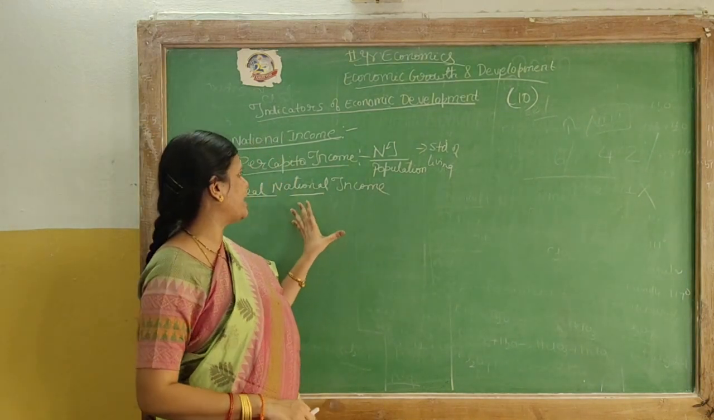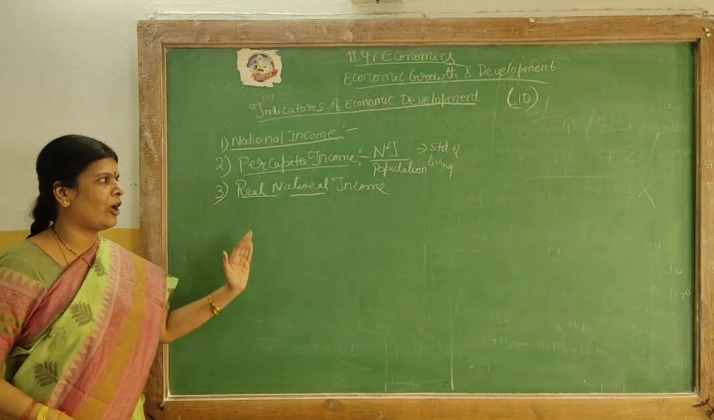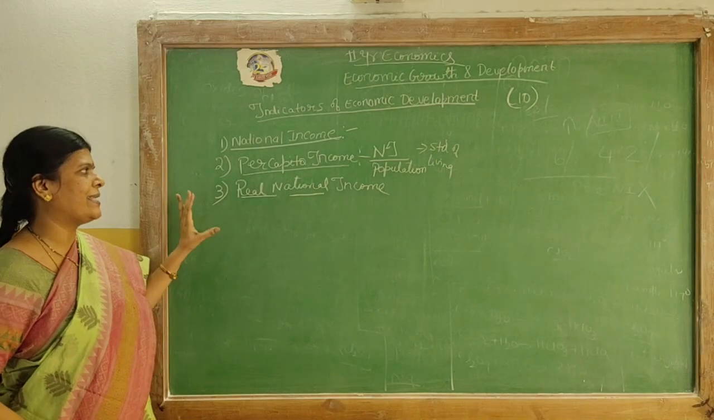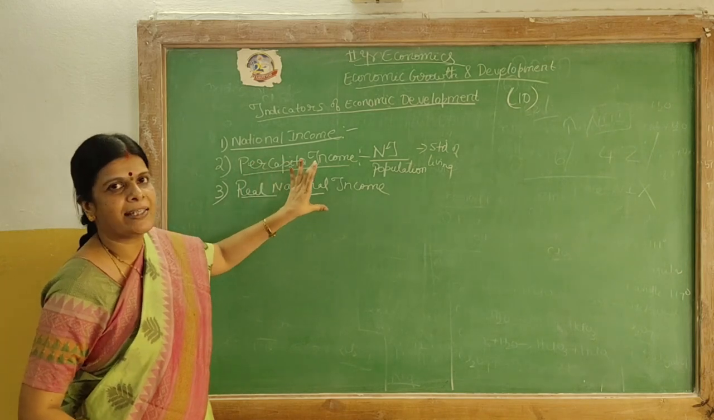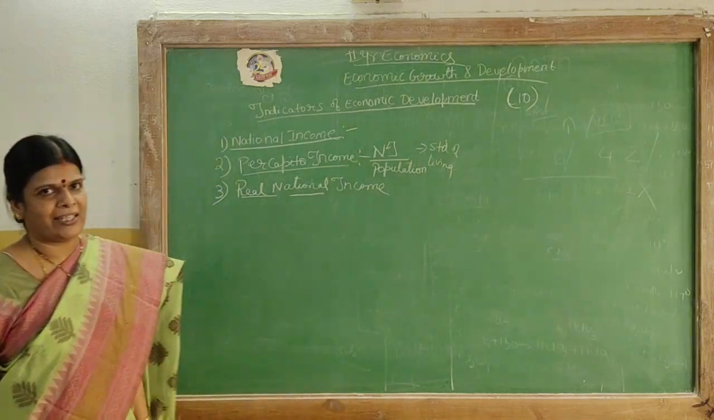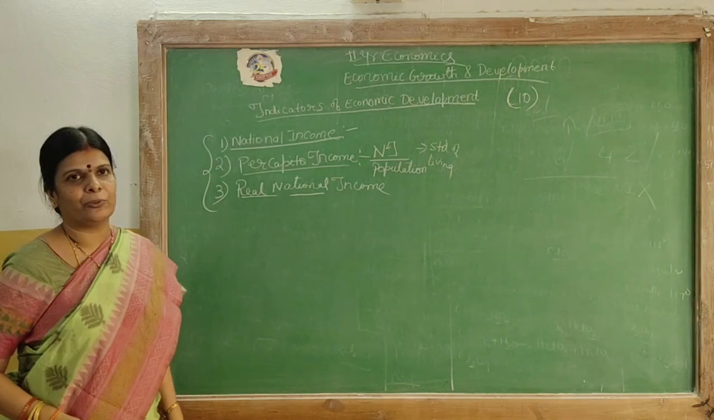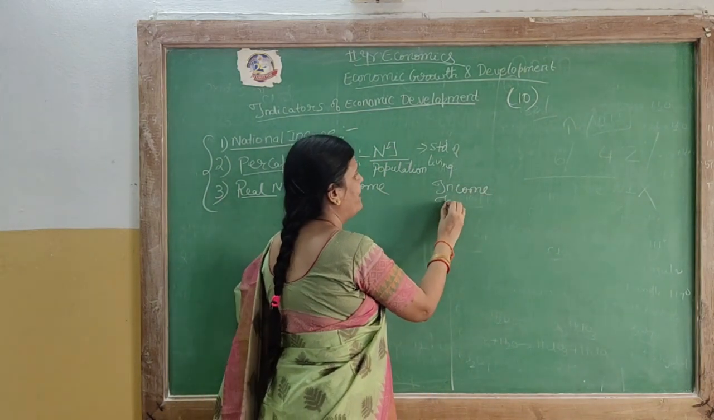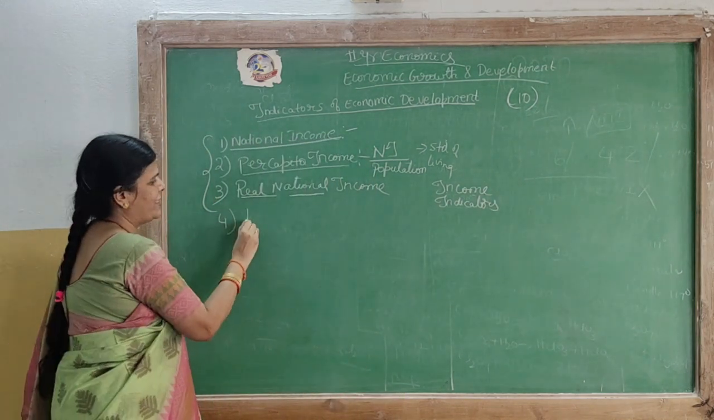Even so, national income or production should increase because of increase in technology and human capital, not because of an increase in prices. That is called real national income. What is real national income? Continuous and progressive changes in finished goods and services, expressed in terms of money. These three are considered income indicators.